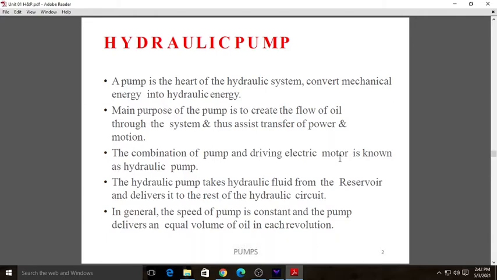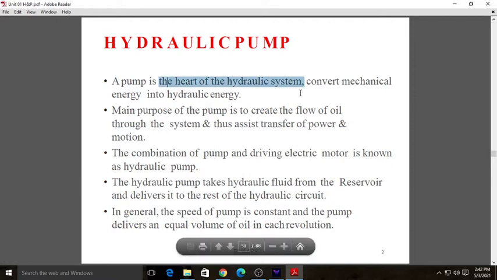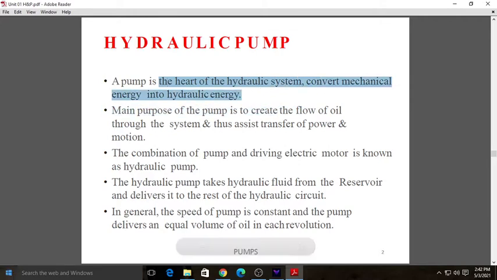Okay, so here we are. So what is this pump? The pump is the heart of the hydraulic system and converts mechanical energy into hydraulic energy. You see, there is a pump in every hydraulic circuit. It is like the heart of the hydraulic system, which pumps the fluid.